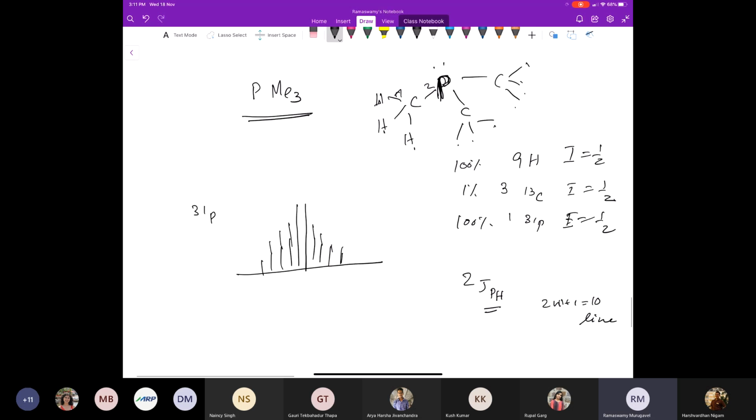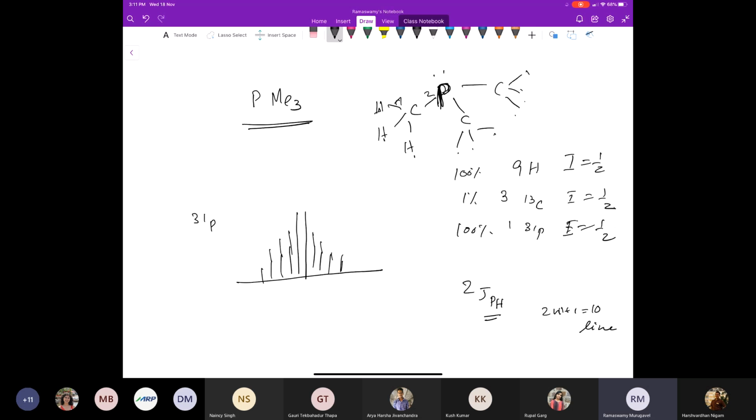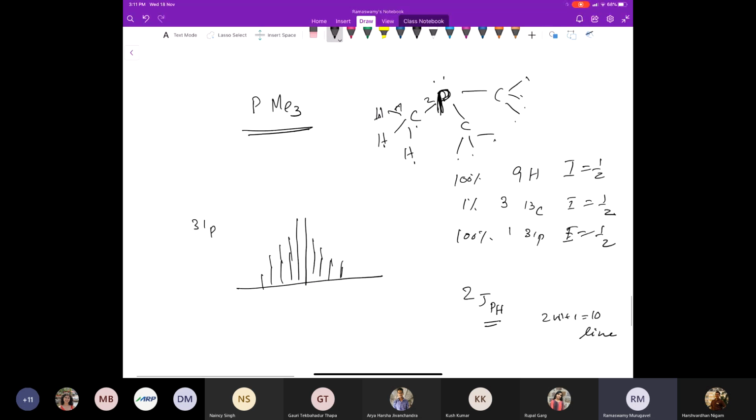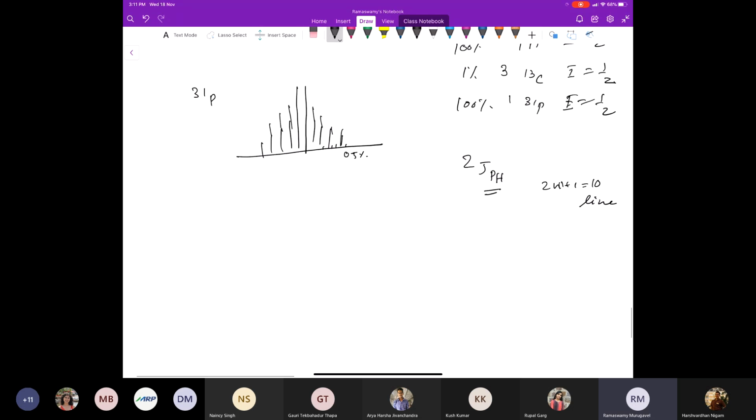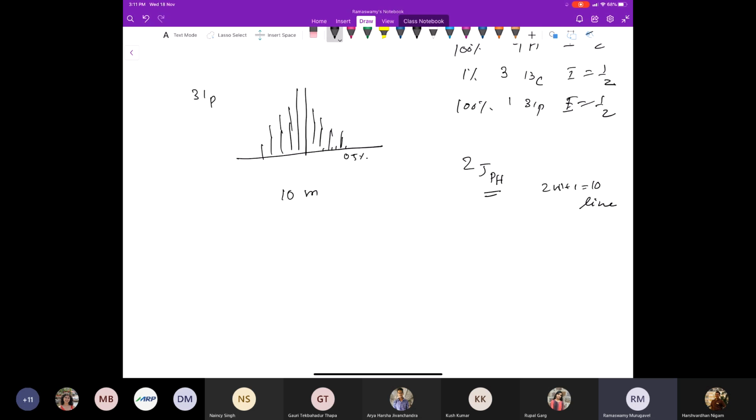The phosphorus NMR. Assume that phosphorus also couples with the carbon. Ashwardhan, you asked me the question. You have to carefully listen here. Phosphorus coupled to the carbon. Can it happen? 100% cannot happen. 99% cannot happen. 1% can happen. So each of these peaks should have a carbon satellite corresponding to 0.5%.